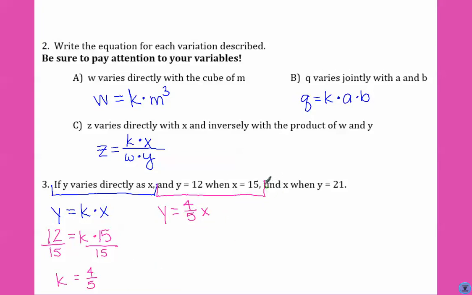Then we use the last part. Find X when Y equals 21. So 21 equals 4/5 times X. To get rid of the 4/5, we're going to multiply by 5/4. Those will cancel out. If we do it on that side, we also have to do it on this side. And we end up getting that X equals 105/4.